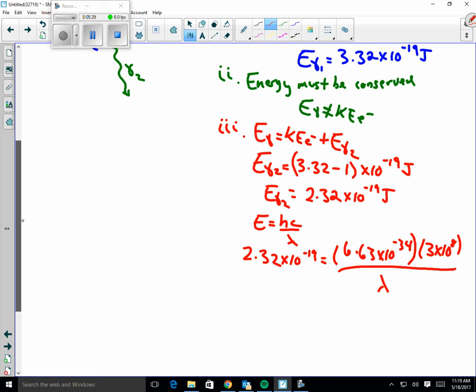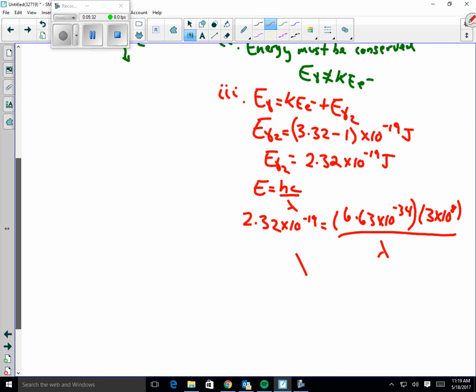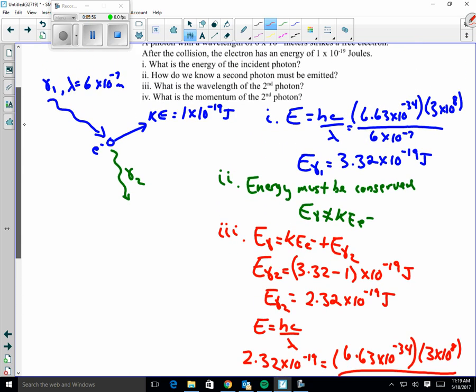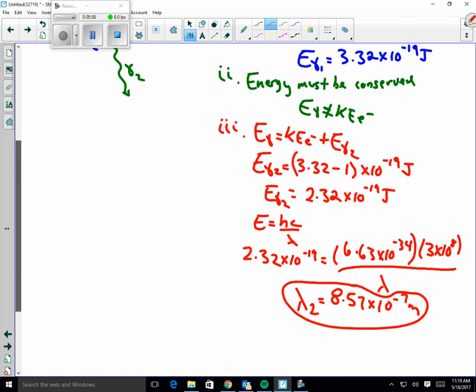After I do my algebra and plug the numbers into the calculator, I get the wavelength for the second one: 8.57 times 10 to the minus 7 meters. And notice something, that wavelength is a little longer than the first wavelength. The first wavelength was 6 times 10 to the minus 7. It always has to be a longer wavelength, because longer wavelength means lower frequency, which means less energy. And some of the energy went into the electron.